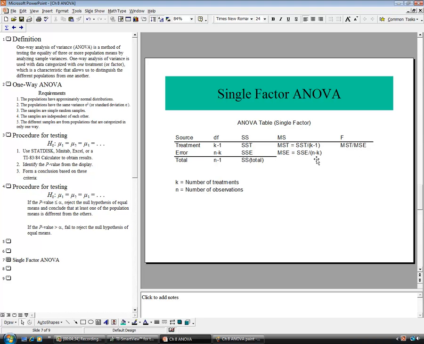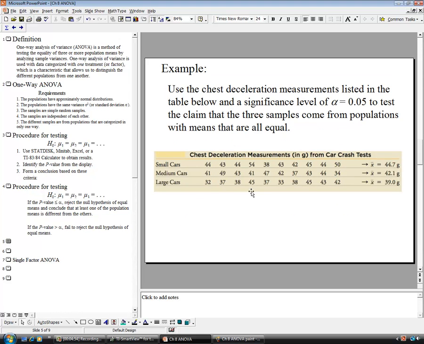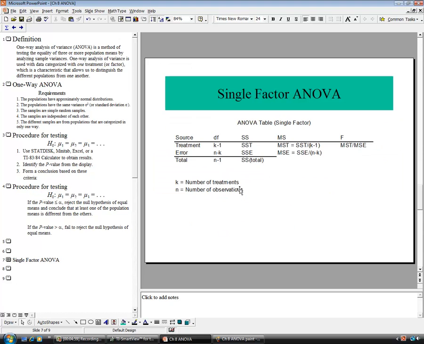So the mean square error is always going to be in your denominator if you have multiple factors or whatever. K is the number of treatments, and in this example we have 3 treatments, so our degrees of freedom will be K minus 1, or 2. And N is the total observations. So how many do we have? 1, 2, 3, 4, 5, 6... So we've got 30. N will be 30 here, so total degrees of freedom will be 29, and so forth. So this is kind of what the ANOVA table will look like.